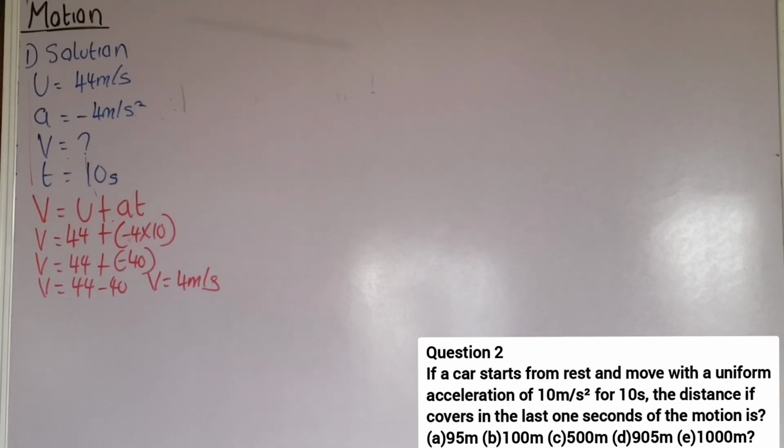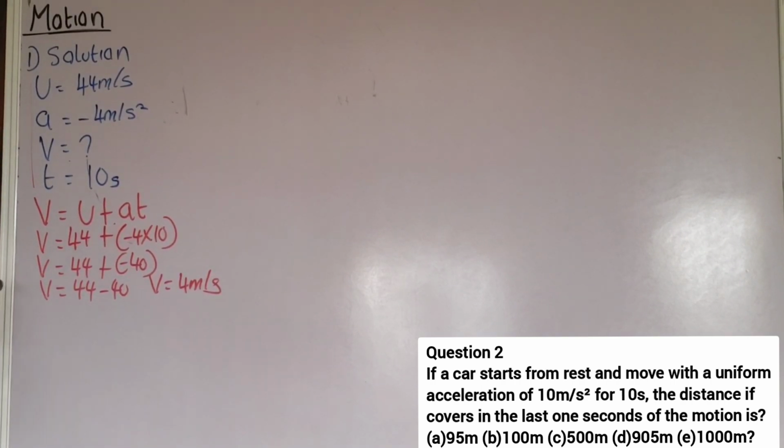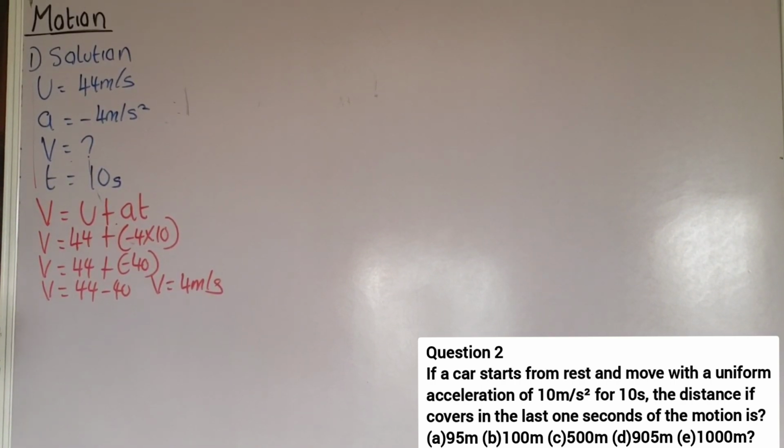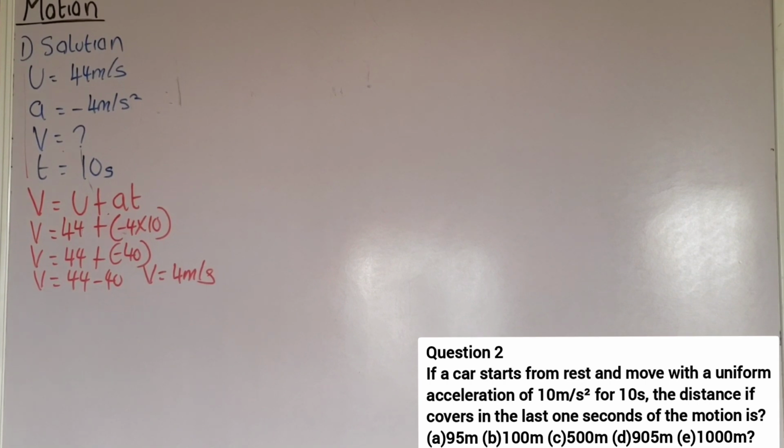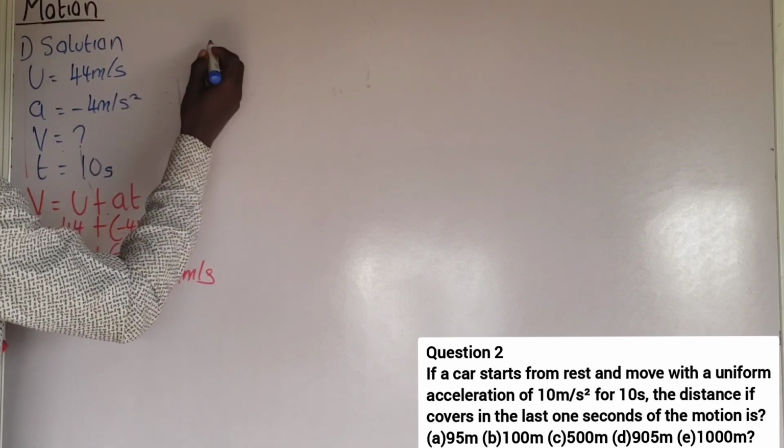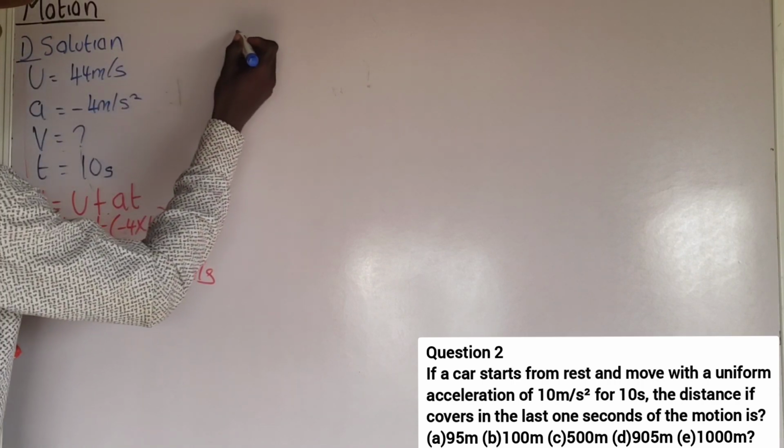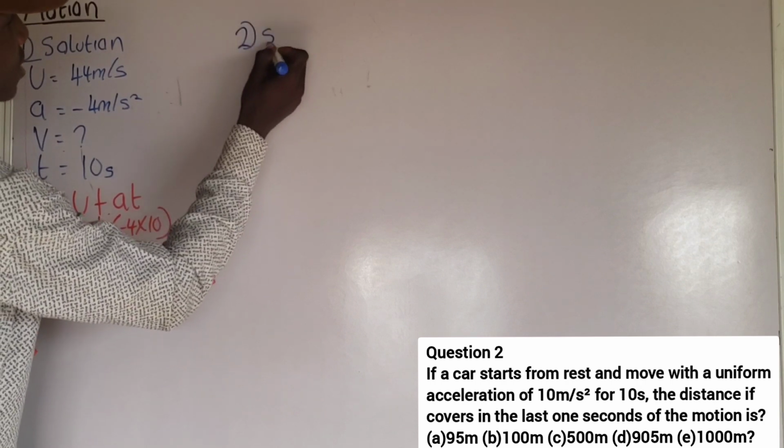The correct option for the first question is option B, that is 4 meters per second. Okay, so let's proceed to the second question. We are told that the car starts from rest and moves with a uniform acceleration of 10 meters per second squared. Now, question 2, solution.